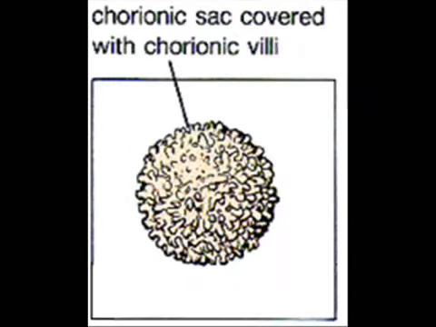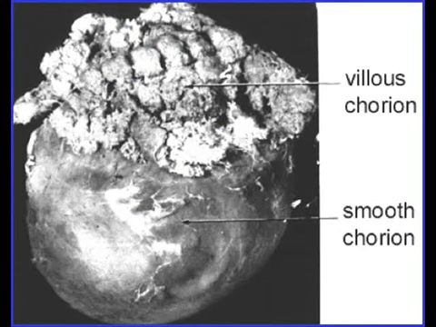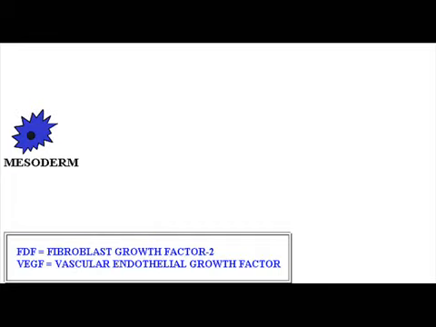The villi initially surround the entire chorion. Eventually, some of the villi will be choked out of existence, forming a smooth chorion. Many of the villi will go on to form the definitive placenta.